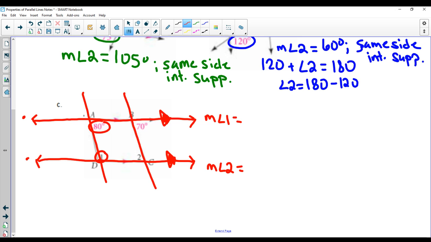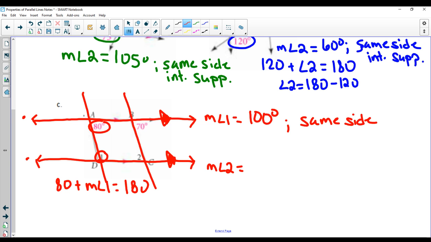So I know that 80 plus the measure of angle 1 should get me to 180. So I'm just going to subtract 80. What's 180 subtract 80? That's 100 degrees. What was my justification? I know that same side interior angles are supplementary. Okay?